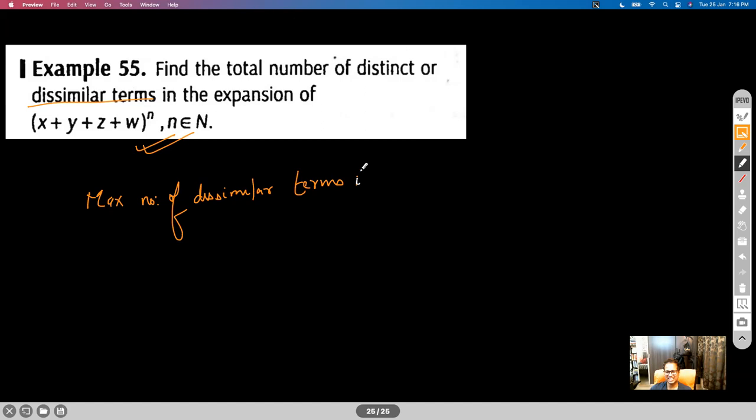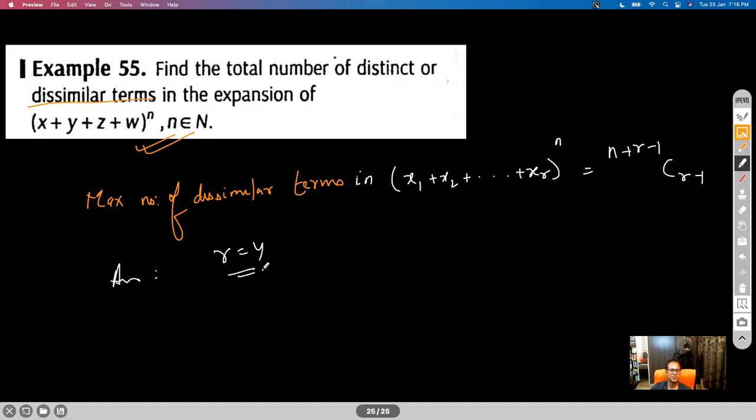So let's say you had X1, X2, X3, and they are all different from each other. Then the maximum number of dissimilar terms used to be N plus R minus 1 C R minus 1, right? So in our case, N is N, R is actually 4. So it would be N plus 4 minus 1 C 4 minus 1, which is N plus 3 C 3. So this will be your maximum number of dissimilar terms.